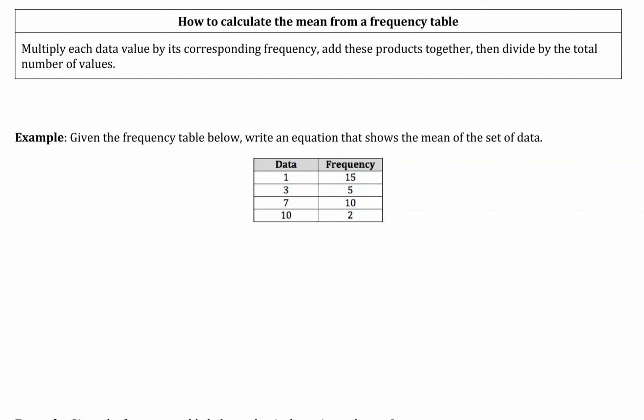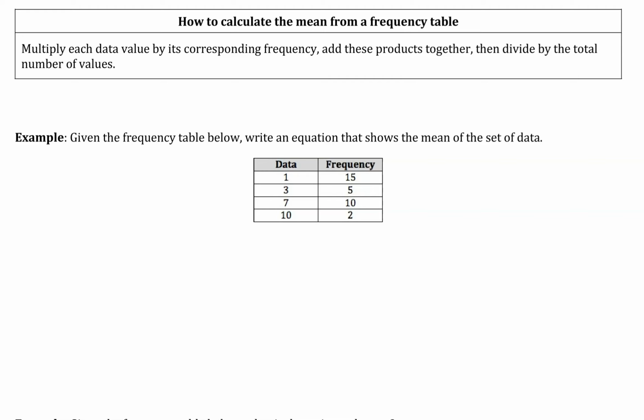In this video, we will calculate the mean from a frequency table. How do we do that? In general, to find the mean from a frequency table, we multiply each data value by its corresponding frequency. What this does is allow us to see how many of each data value there are. We do that, we add them all together, and that gets us the total of all the values. But then we want the mean, so we have to divide by the total number of values that there are. So let's see that in action.